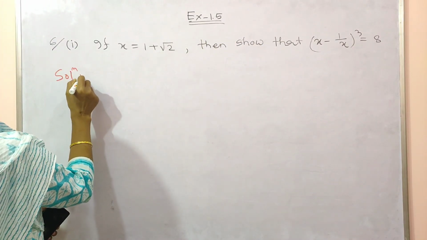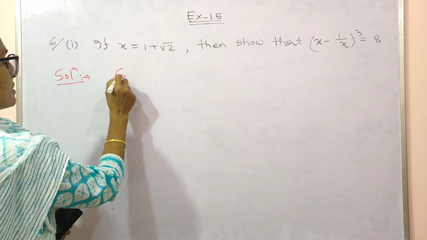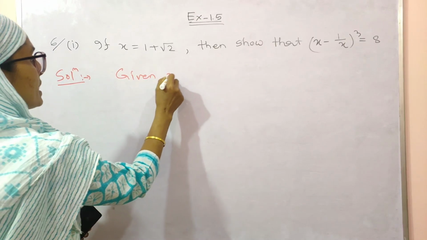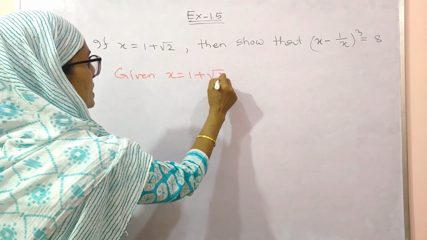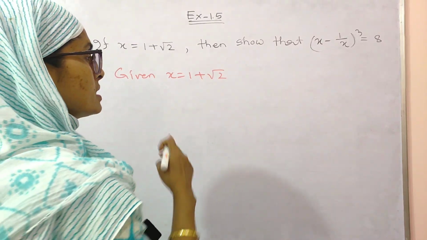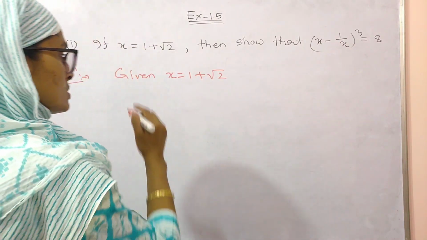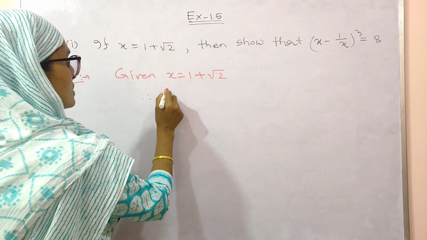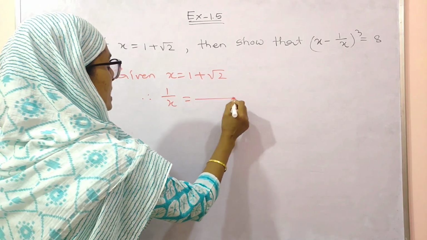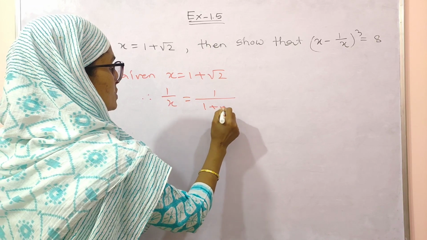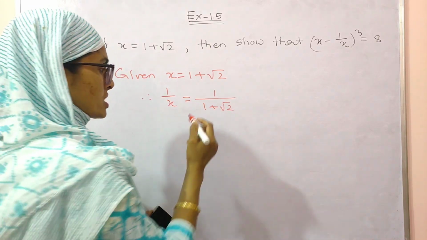Solution. What is given? Given x equals 1 plus root 2. This is a given condition. You have to prove that (x minus 1 by x) whole cube equals 8. So find 1 by x. 1 by x you can write as 1 by (1 plus root 2). Now rationalize this one.